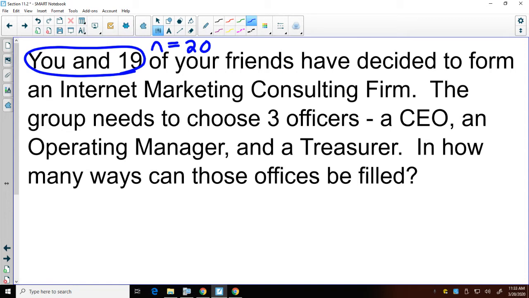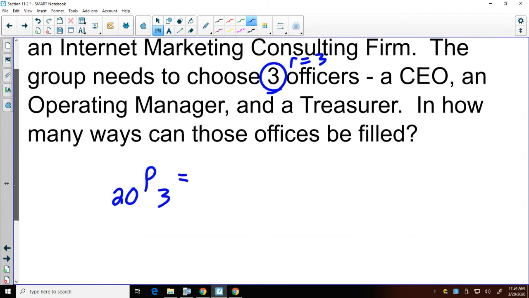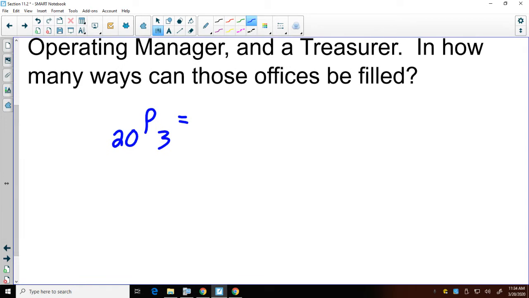Okay, so make sure again that you're reading carefully. And in the end, your R is going to be 3 because there are 3 offices: the CEO, the operating manager, and the treasurer. So if we're looking at this, our nPr looks like this: 20 P 3. So as I said, I'm going to show you the formula first. The formula is n factorial all over n minus r factorial.